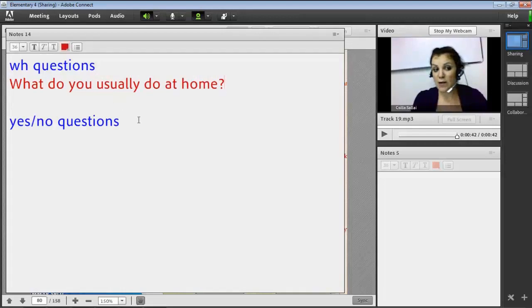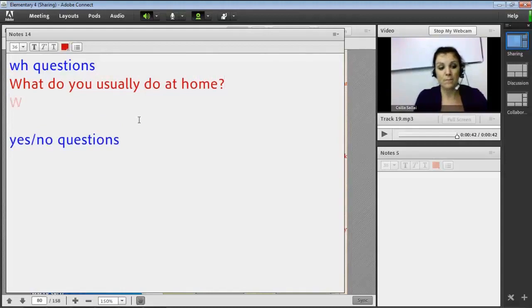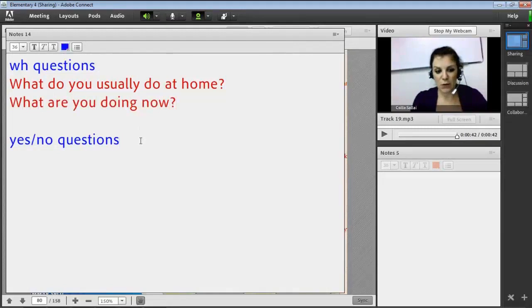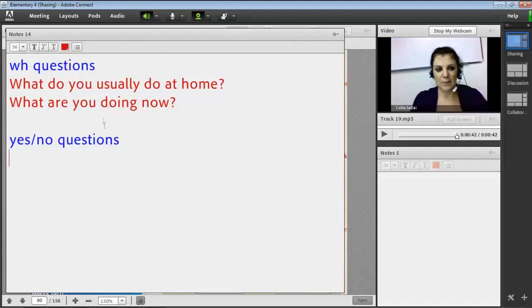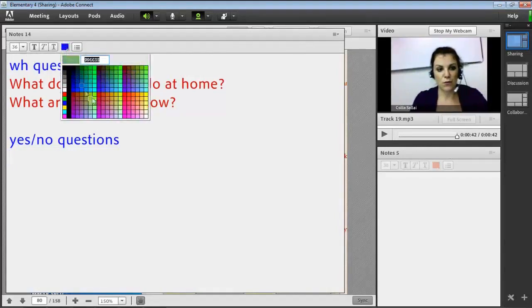And what about in the present continuous? A WH question in the present continuous? What are you doing now? Good. What about a yes or no question? Why is it called a yes or no question? Tell me. Give me an example and maybe that can help. So give me an example in the present simple, a yes or no question. Do.